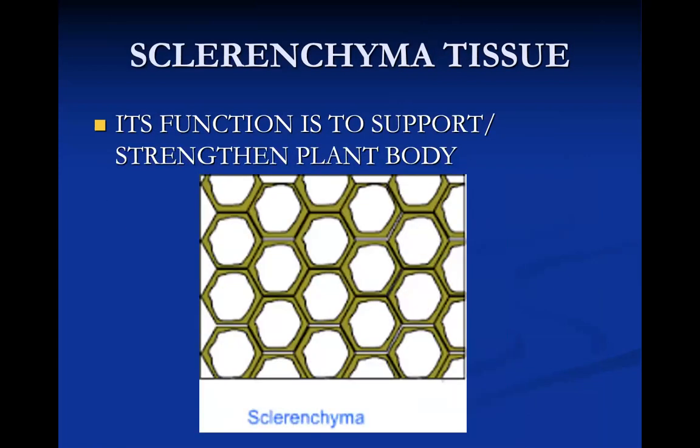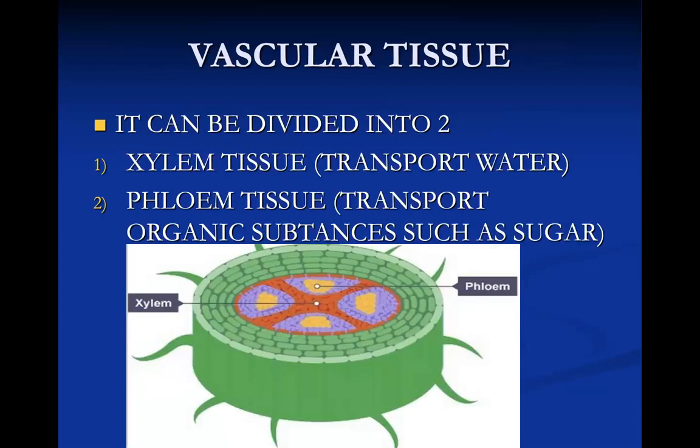And the last one is sclerenchyma tissue. The function is still the same, to support and strengthen the plant body. That one is for ground tissue. The next one is vascular tissue. There are two types of vascular tissue, xylem and phloem. I think this one is very familiar to you. They transport water. We have xylem tissue and phloem tissue. Here is phloem, and this is xylem.